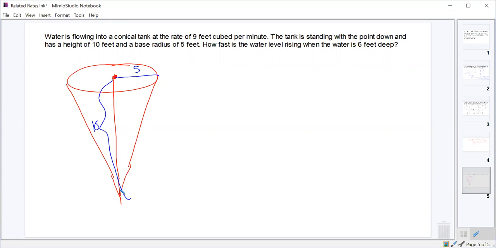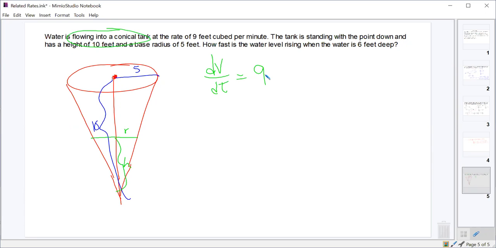So the water as it rises, we have some height here of 6, but that 6 is changing, so we'll just call that height. And we also have some radius here, which is also changing as the water rises. And we also know that water is flowing into the tank at a rate of 9 cubic feet per minute. So dV/dt is positive 9, because it's increasing.